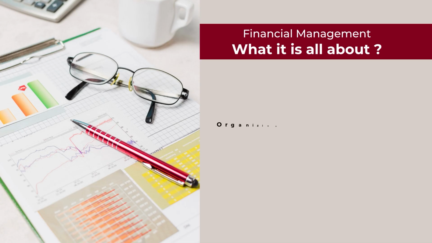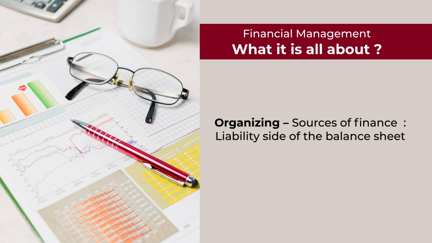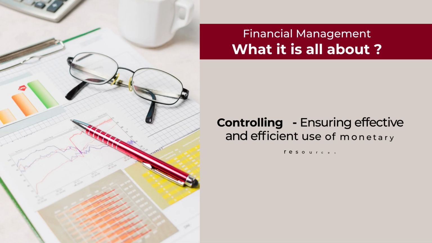Then the second activity under financial management is organizing. Here, organizing means arranging the funds which we have already planned. It talks about sources of finance, that means we are focusing on the liability side of the balance sheet. Then once we have arranged the funds, we will be talking about controlling, that means how to ensure effective and efficient use of monetary resources of the organization, because monetary resources are critical. These are also called the lifeblood of an organization. So, that will be the basic definition of financial management.